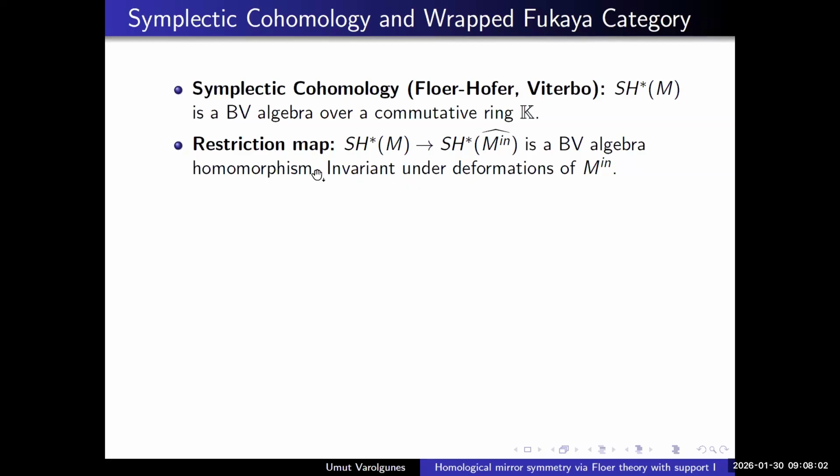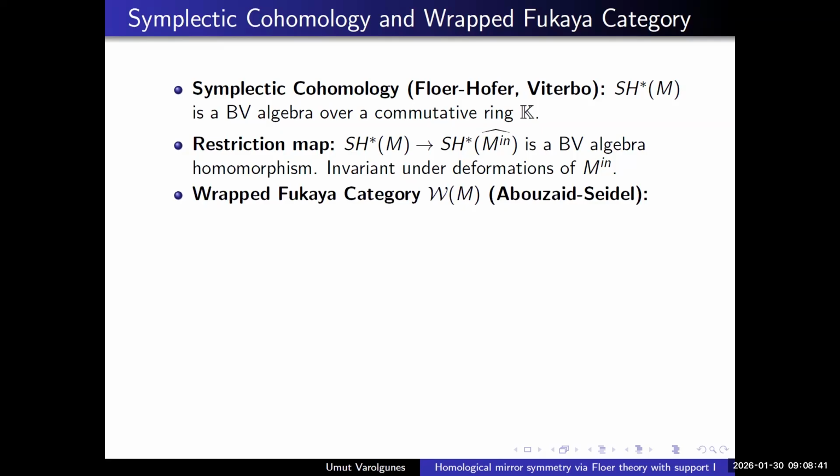And part of the structure is that you have restriction maps. So if you have the symplectic cohomology of M, you can get maps to the symplectic cohomology of the Liouville subdomain. It respects the BV algebra structure. And moreover, if you deform M_in through Liouville subdomains, then the map doesn't change. Again, it's a sentence that you have to think a little bit about. This invariant is not sensitive to size. It's a relatively qualitative invariant.